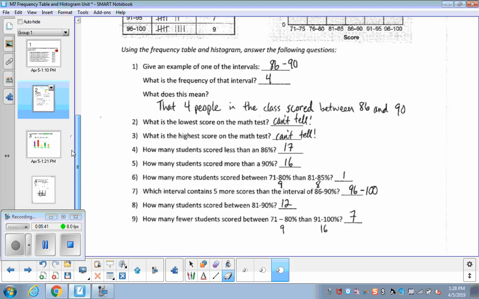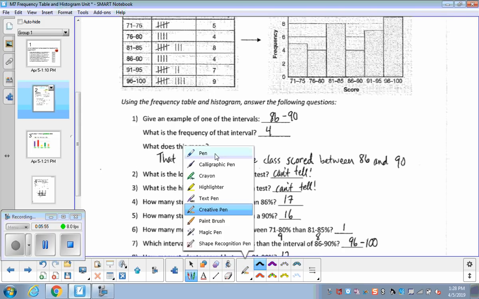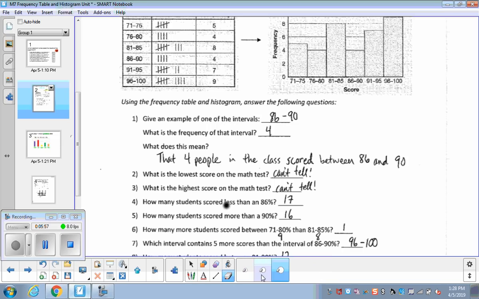Moving right along. So now we're on number 6. How many more students scored between a 71 and 80 than who scored an 81 to an 85? So first, let's focus on the 71 to 80 range. Okay, 71 to 80. Let me get rid of that real quick, sorry.